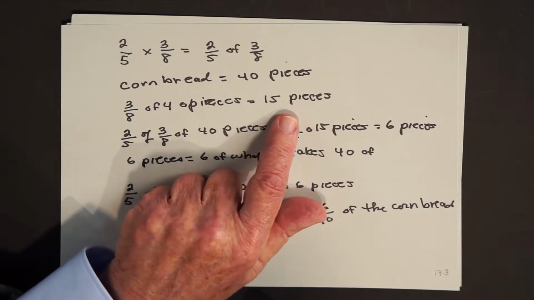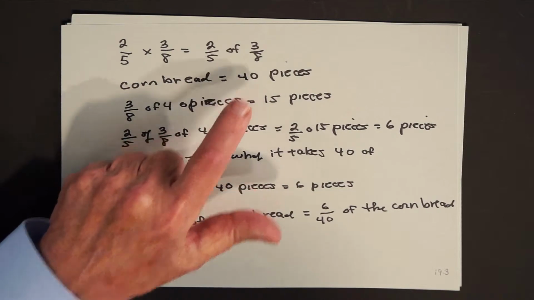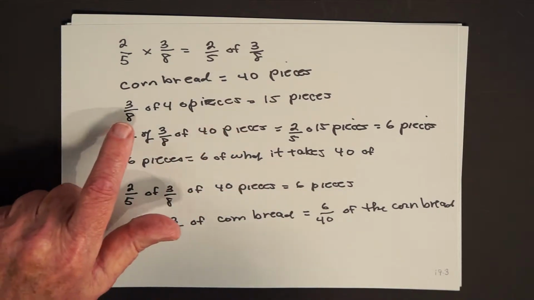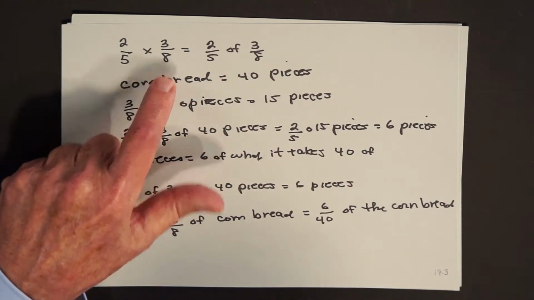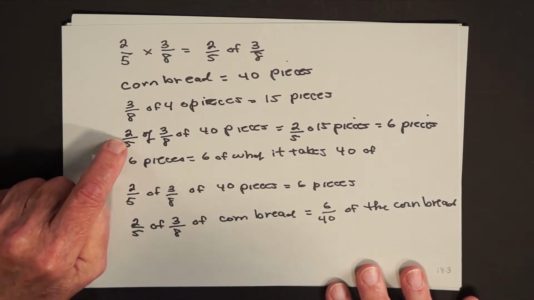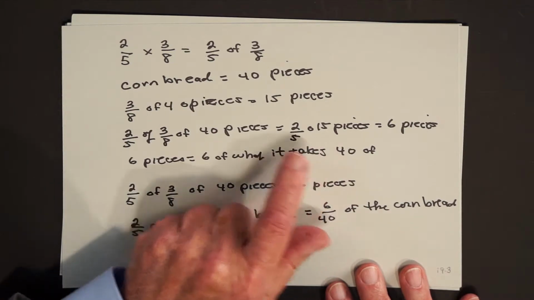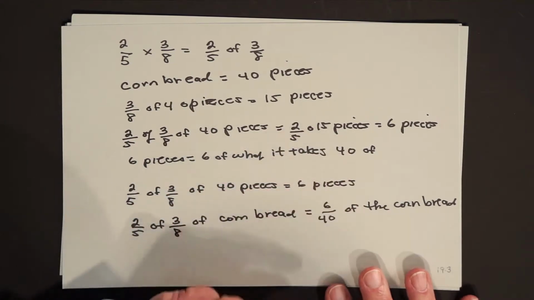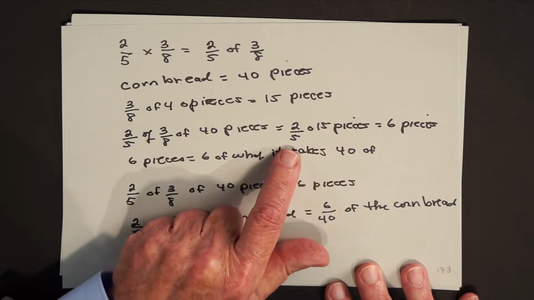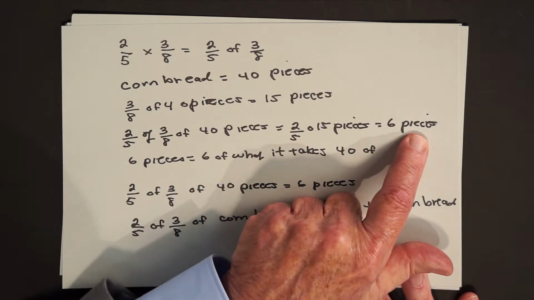Now here's where reading comprehension comes in. We're not taking 2/5 of the 40 pieces, we're taking what? 2/5 of the 3/8 of the pieces. Okay? 2/5 of the 3/8. Well, that's 15 pieces. We're taking 2/5 of the 15 pieces. 15 divided by 5 is 3. 3 times 2 is 6. So we're taking 6 pieces.